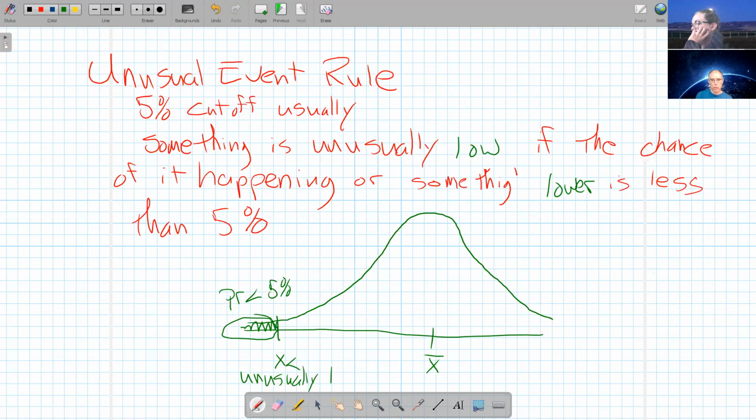Unusually low. If we look at body temperature for a minute, we expect 98.6 to be the usual body temperature. If somebody has a body temperature like 96, that's way out in the fringes. The chance of that happening is probably less than 2% of the population having a natural body temperature of 96. So probably something might be wrong.